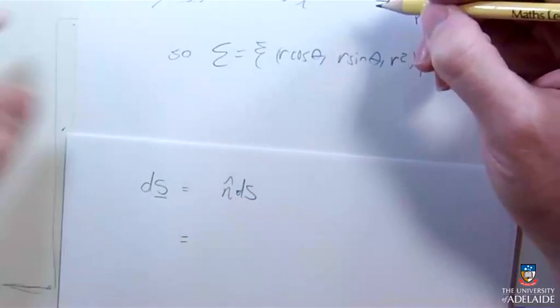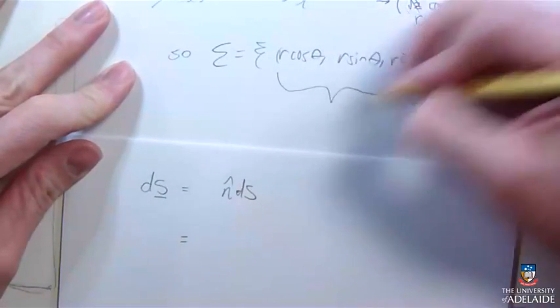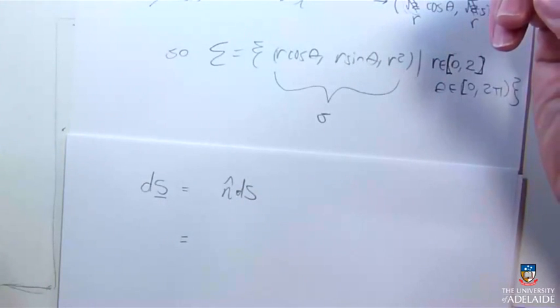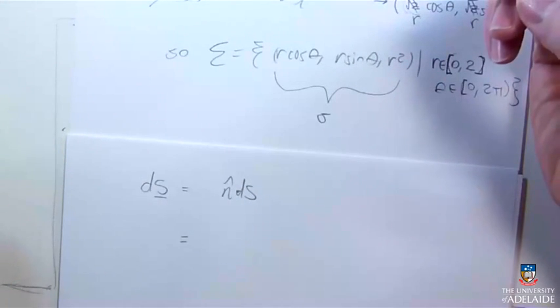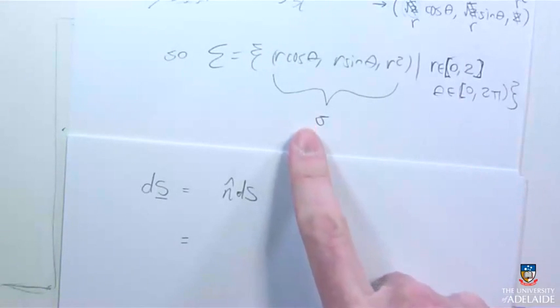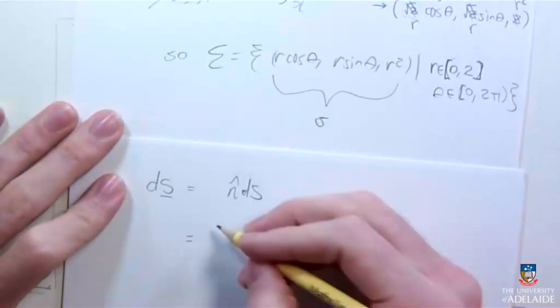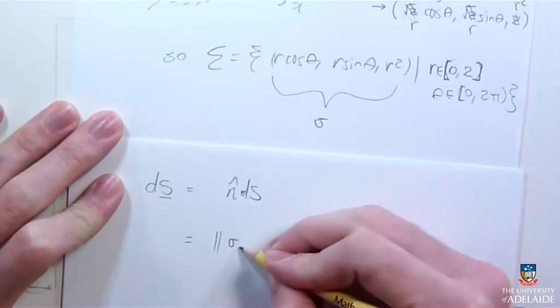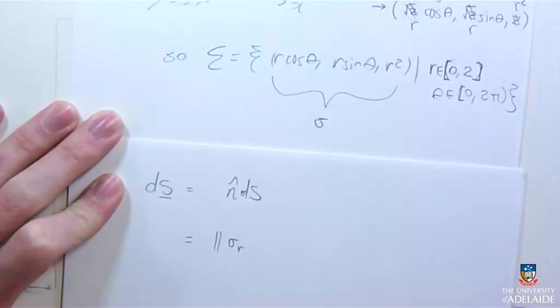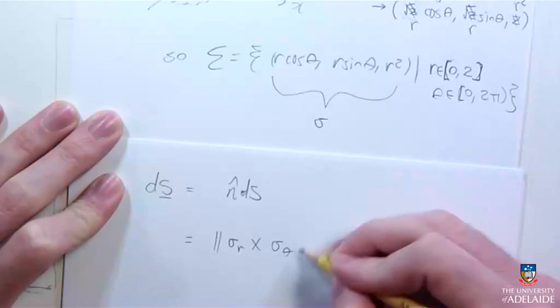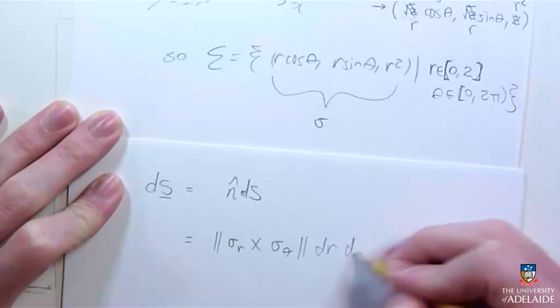Your lecturer calls this sigma in the lecture notes, because I think this is where it becomes useful. So this function sigma, that's what he's going to call it. And so he's saying that it is the length of the cross product of sigma differentiated with respect to r and sigma differentiated with respect to theta, times dr d theta.